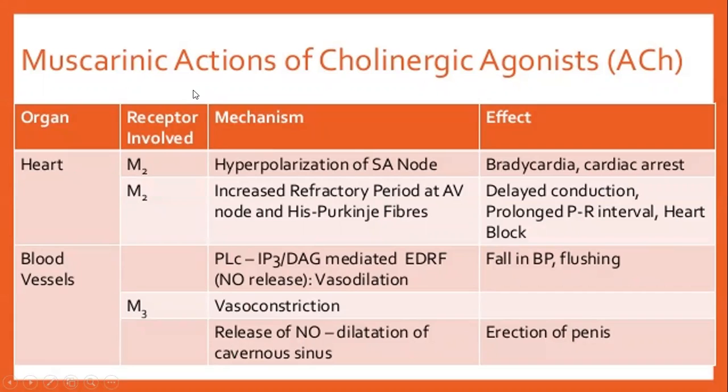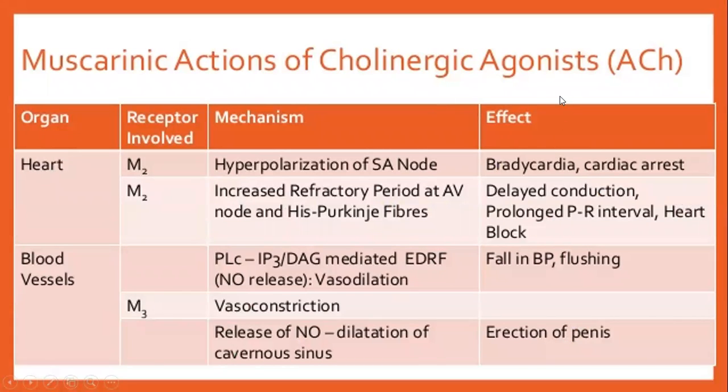Okay, so acetylcholine has two kinds of action, that is muscarinic action and nicotinic action. If it binds with muscarinic receptors, it shows the muscarinic-like action. If it binds with the nicotinic receptors, it shows the nicotinic-like action. So first I will discuss muscarinic action. Okay, so first thing is organ.